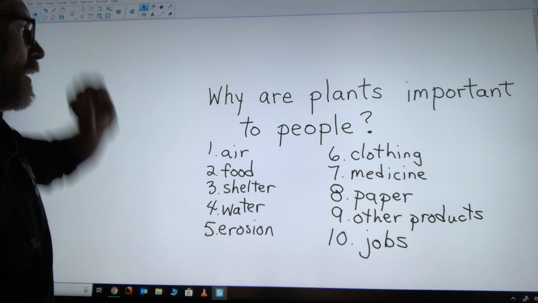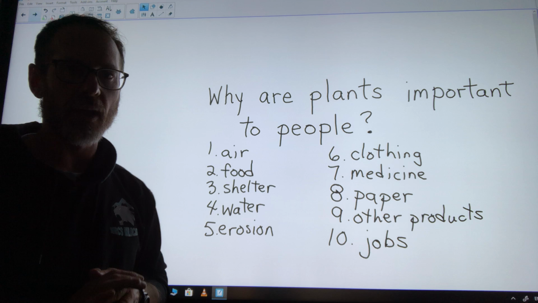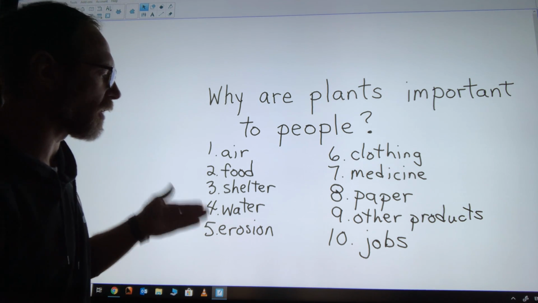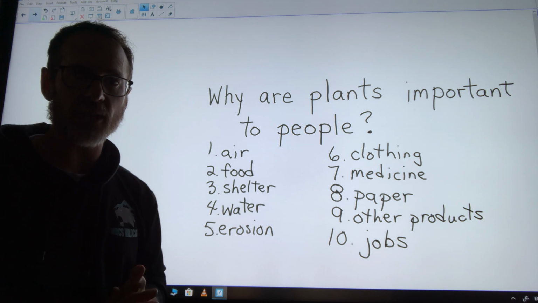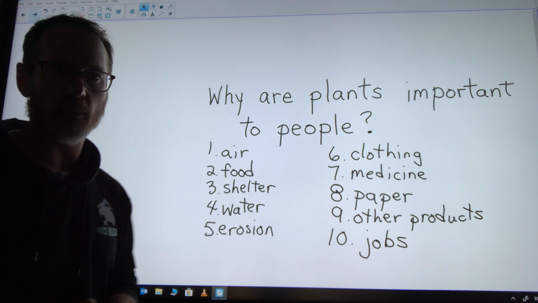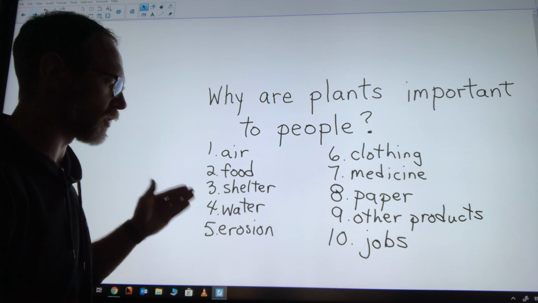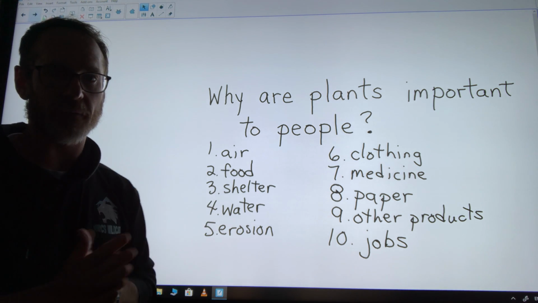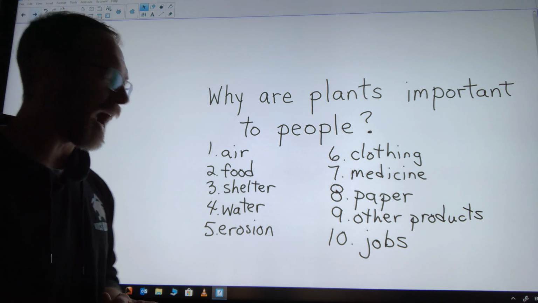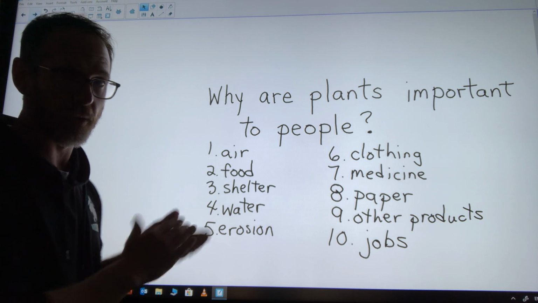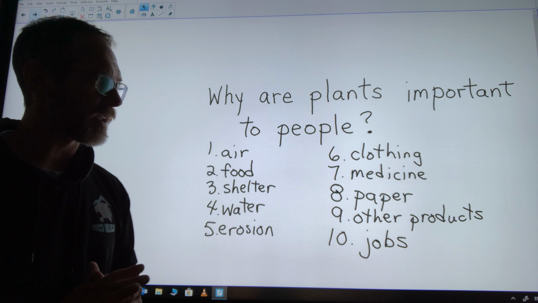For the second part of why plants are important, I said, well, why are they important to people? And the first 5 are the same ones that we've talked about when it came to nature. People need plants for the same reason every other living thing needs them, right? Air, food, shelter, water, erosion. It looks a little different in some forms when it comes to how we use plants for shelter, for example, but we still need them for these reasons.